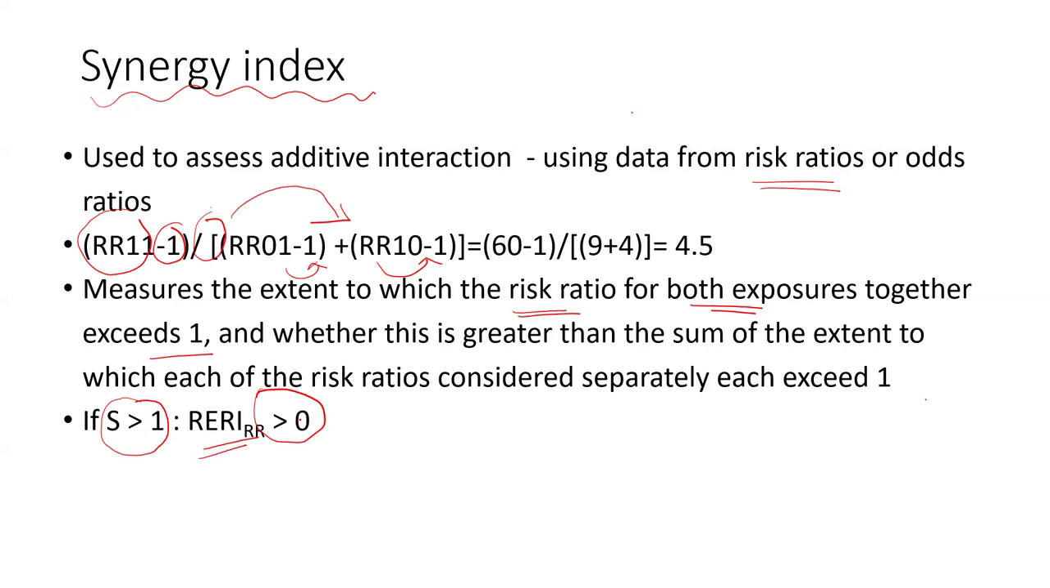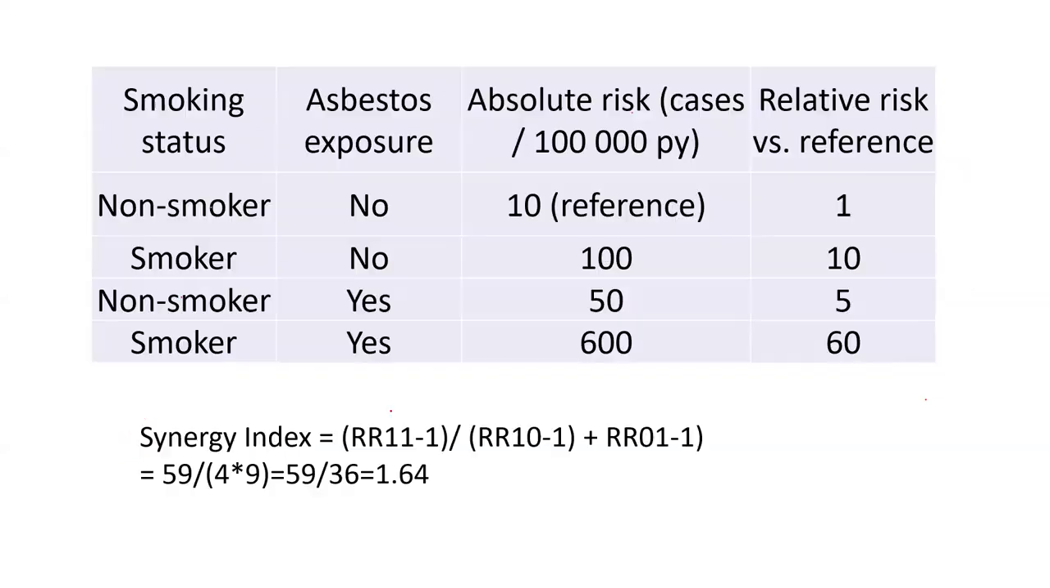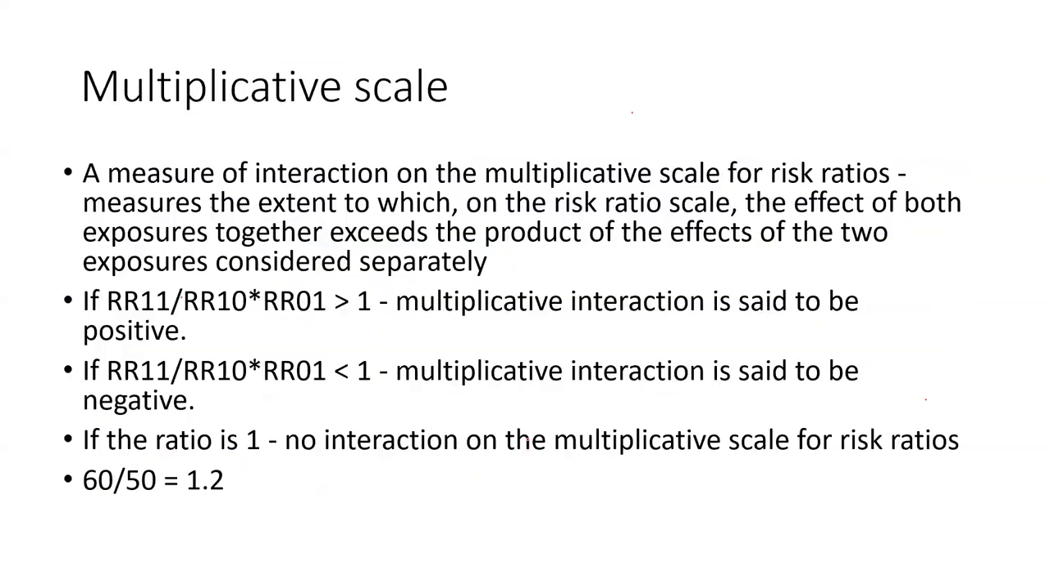So there are different ways in which you can report your additive interaction, and there are studies which have reported these indices and measures. For your example, the synergy index is 1.64. It is positive, meaning there is a supra-additive effect. So you just find the difference of each from 1, subtract 1 from each of the relative risks, divide, and you get your synergy index. So this was on the additive scale.